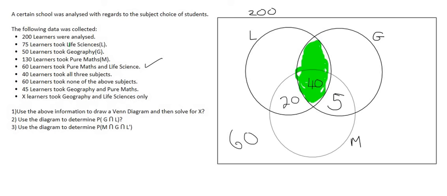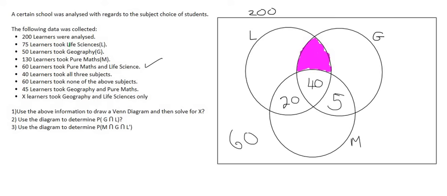Okay, so these are people who do geography and life sciences only. So they don't do maths. In this green interlink part here, some of that includes maths as well. But would you agree that this part over here does not include maths? And so when someone says only, then you should look to these types of places.